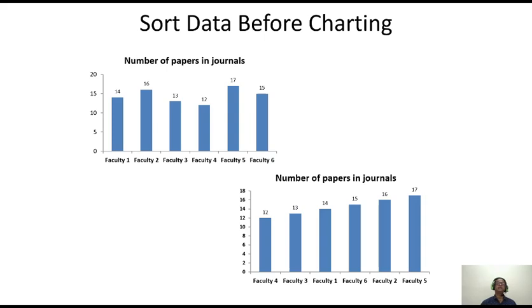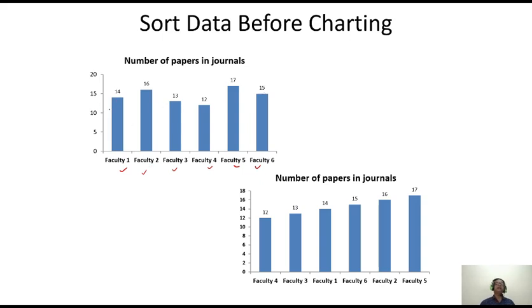Next, let us go to another example. Now, same example. Here I went with the faculty numbers. I arranged it as faculty 1, faculty 2, faculty 3, faculty 4, faculty 5, faculty 6. Now, when I plot it, I get this one. This way, then increase, then decrease, then increase, and decrease.